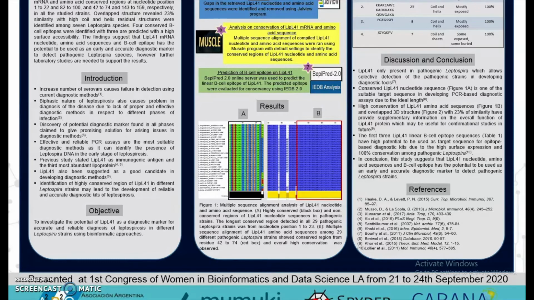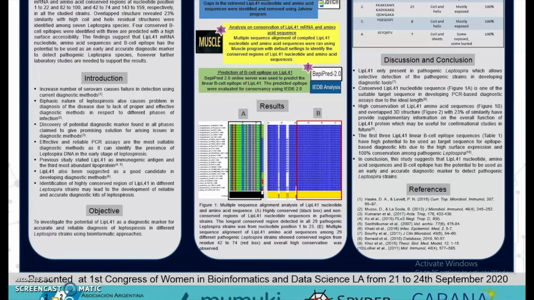However, in recent years, the current diagnostic method has posed several limitations. This happened particularly due to the increased number of survivors and the biphasic nature of leptospirosis. Thus, altogether, this urged a new discovery of potential diagnostic markers that can be found in all species and give promising solutions for the arising diagnostic issues.